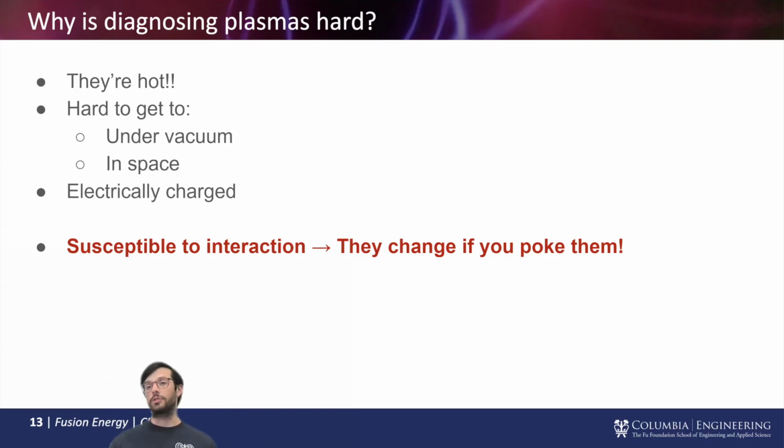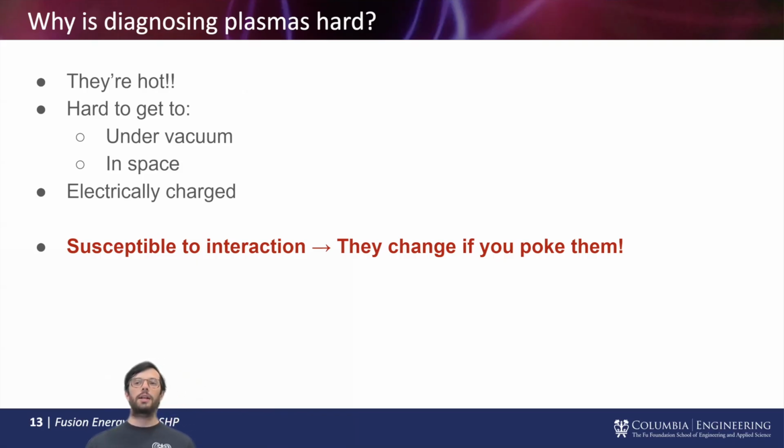They're hard to get to. So most of the plasmas we produce on Earth are under vacuum. So they're in big metal tanks. We pump out all the gas, we put a little gas back in, and then we add a bunch of energy and we get a plasma. And that makes it kind of difficult. You have to put stuff in the vacuum. Those diagnostics have to be able to survive under vacuum, that kind of thing.